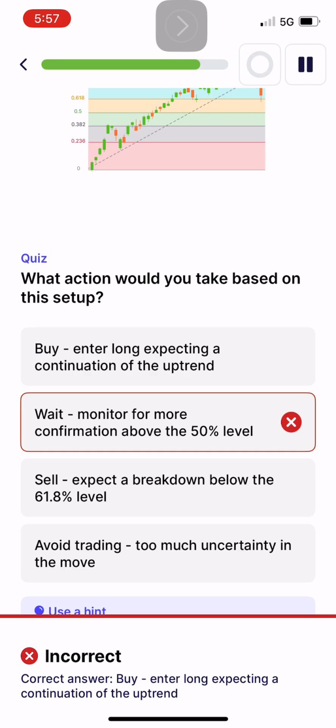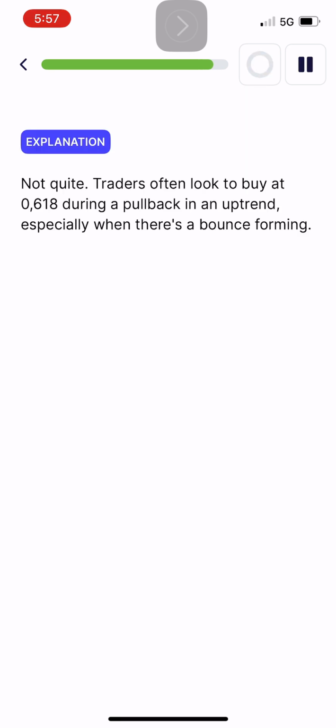No, the correct answer was buy. Enter long, expecting a continuation of the uptrend. Not quite. Traders often look to buy at 0.618 during a pullback in an uptrend, especially when there's a bounce forming.